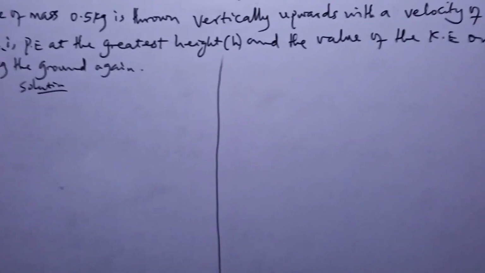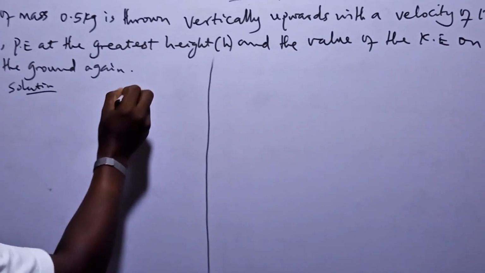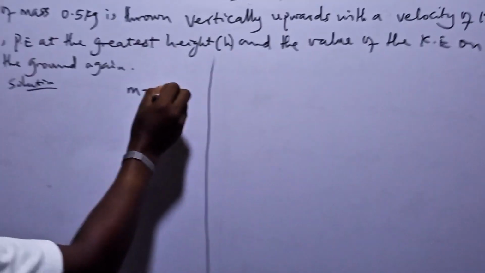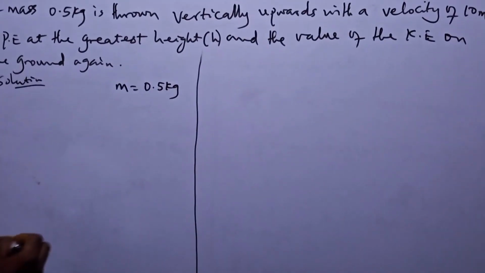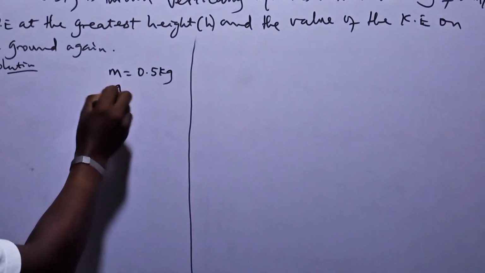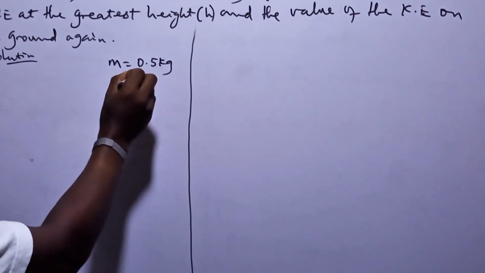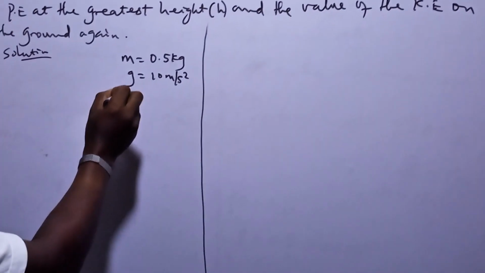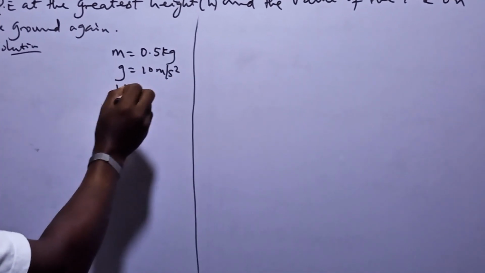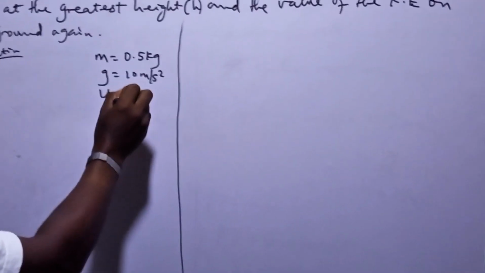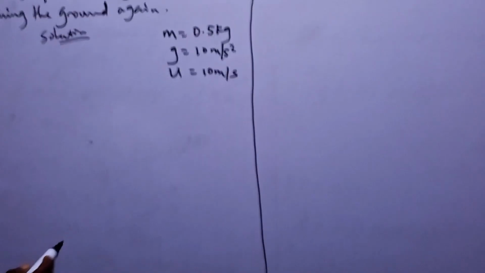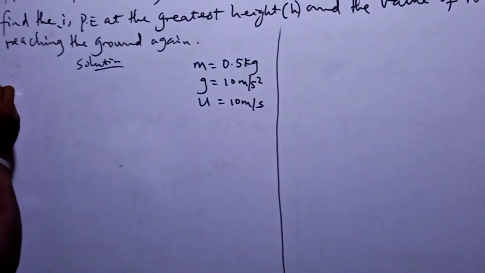Like I always say and do, state the parameters that are given. The mass here is 0.5 kilogram. The acceleration due to gravity g is 10 meters per second square, and the initial velocity u is 10 meters per second. Now we have to find the potential energy at the greatest height.